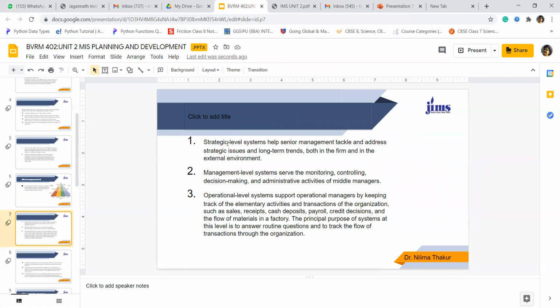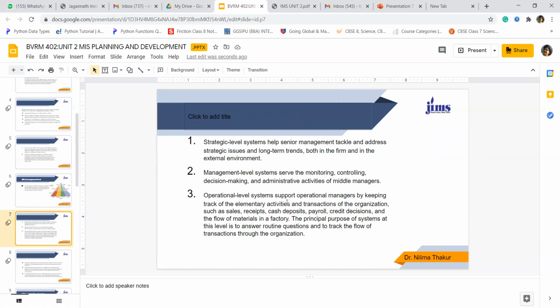Strategic level. Coming down to the first and foremost level of the management system, strategic level helps senior management tackle and address strategic issues and long-term trends both in the firm and in the external environment, while management level systems serve the monitoring, controlling, decision making, and administrative activities of middle managers.